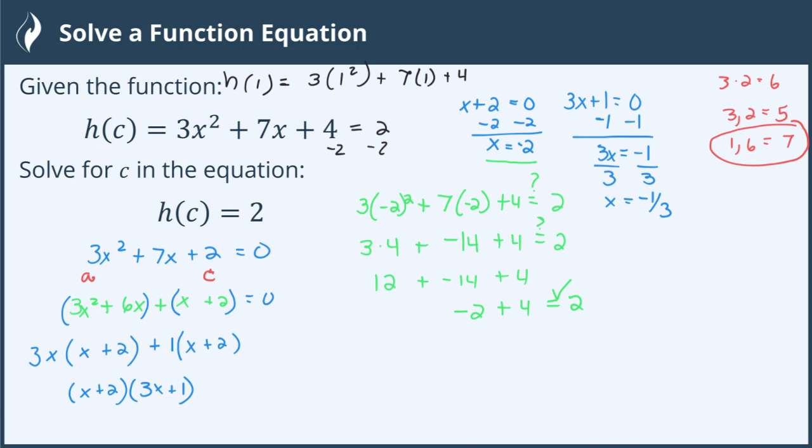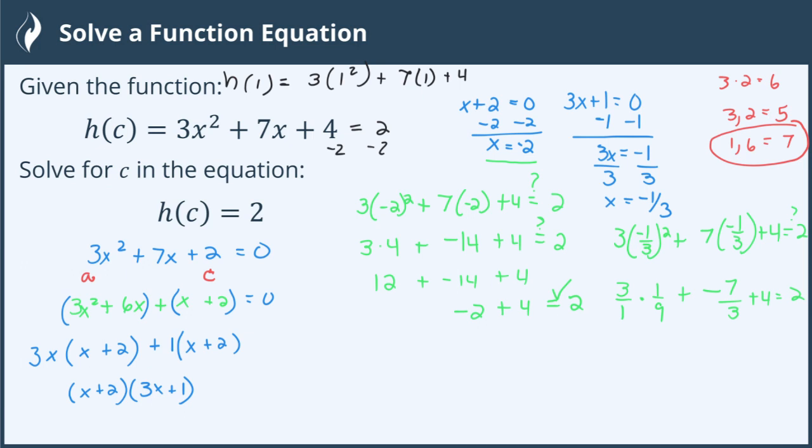Okay, this one takes a little bit more work. We're going to do 3 times negative 1/3 quantity squared plus 7 times negative 1/3, plus 4. Does it equal 2? So this becomes 3 over 1 times 1/9, because negative 1/3 squared is 1/9. Plus, and this becomes a negative 7/3, plus 4 equals 2.